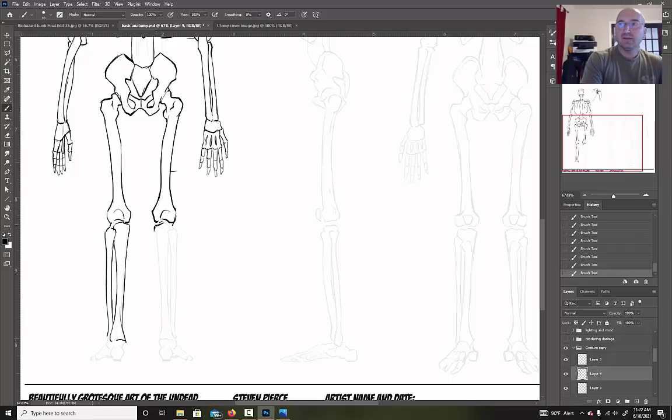All right, so the lower leg, the tibia, is the larger of the two bones. The fibula is the shorter, or the skinnier, of the two bones in the lower leg.